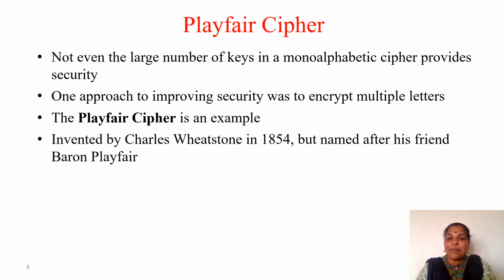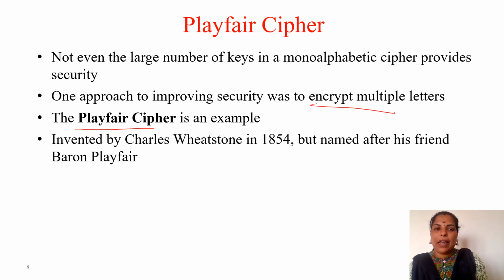Next cipher is the Playfair cipher. So far we have learned the Caesar cipher, which is a shift cipher, and the monoalphabetic cipher, where we consider a single character only. If you want to improve the security, you consider more characters, and then the cipher may be somewhat more secure. So one approach to improve the security was to encrypt multiple letters. For that we have the example of the Playfair cipher.